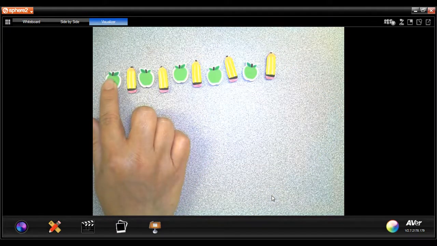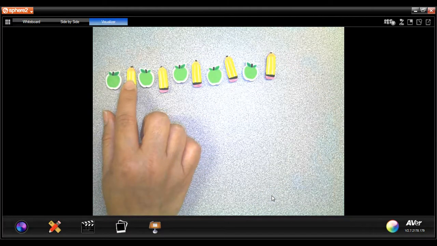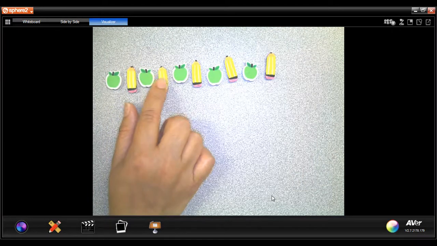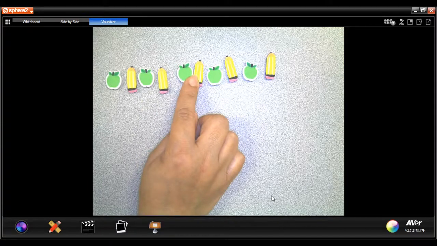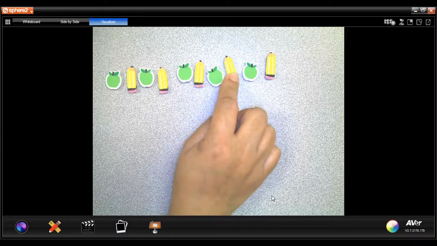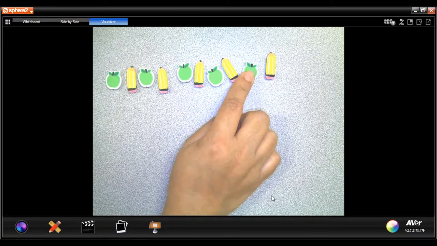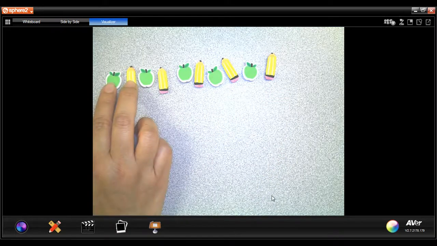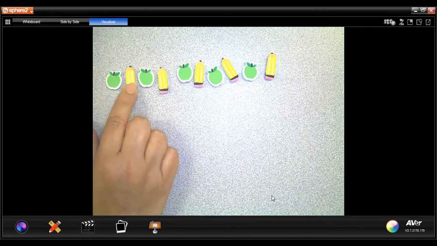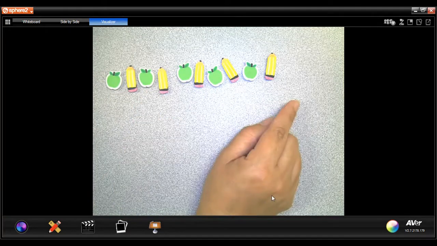First the apple, then the pencil. So it's a pattern. It keeps going. This is the rule, right? First the apple and then the pencil. And then we do the same thing over and over and over, okay?